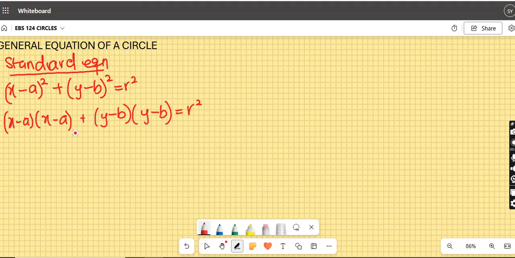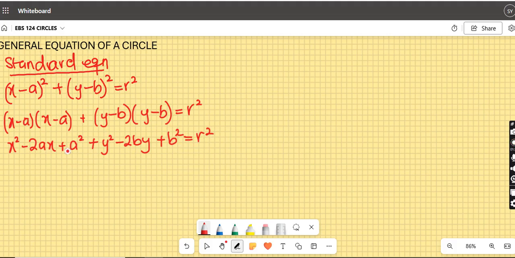If you remember your binomial theorem, (x − a)(x − a) should give us x² − 2ax + a². You can check it out yourself. Plus y² − 2by + b². And this is equal to r².